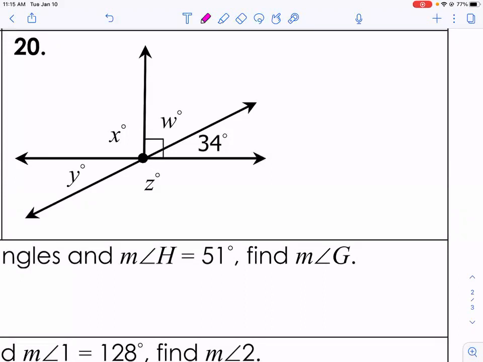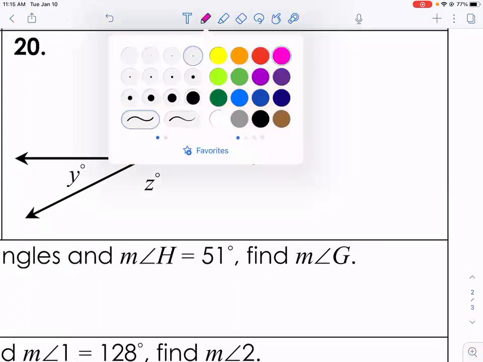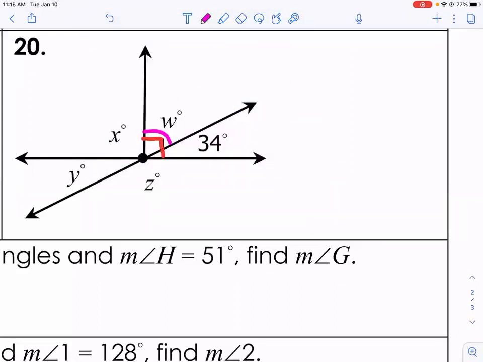Now W is not 90. So W is this one right here. This whole thing right here is 90, but W is that little angle next to 34. So 34 plus W equals 90.